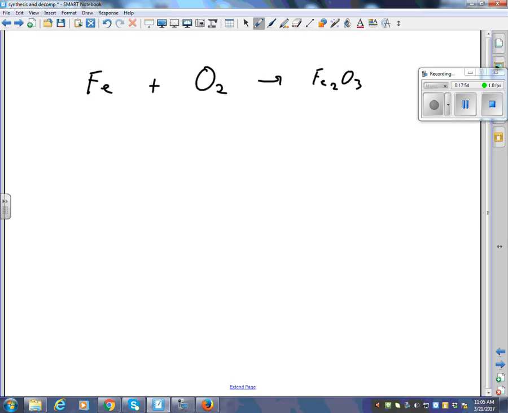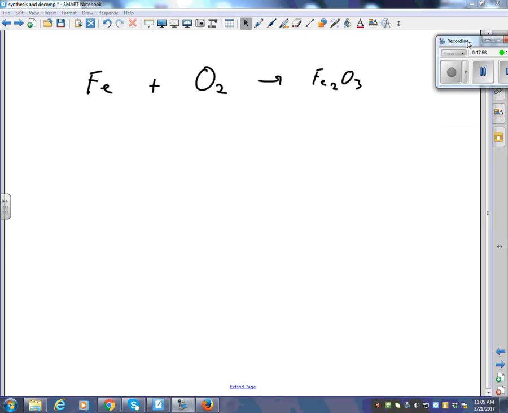Is this one synthesis or decomp? Two things together, so it's a synthesis. And if you have to balance that, is that balanced? No. So you'd need 3. So I have to make 6 there, right? That's going to be a 3, that's going to be a 2, and that's going to be a 4. Is that what you guys had?